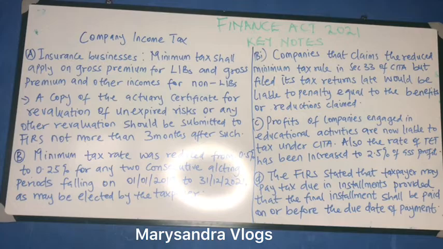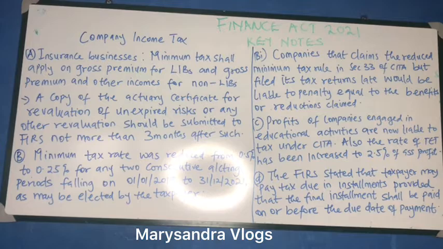Then number 3, profits of companies engaged in educational activities are now liable to tax under the Company Income Tax Act. Also, the rate of tertiary education tax, also known as TET, has been increased to 2.5% of assessable profit. Just to state exactly how section 23 subsection 1c of the Act stipulated it, it says that educational institutions are no longer exempted from income tax.